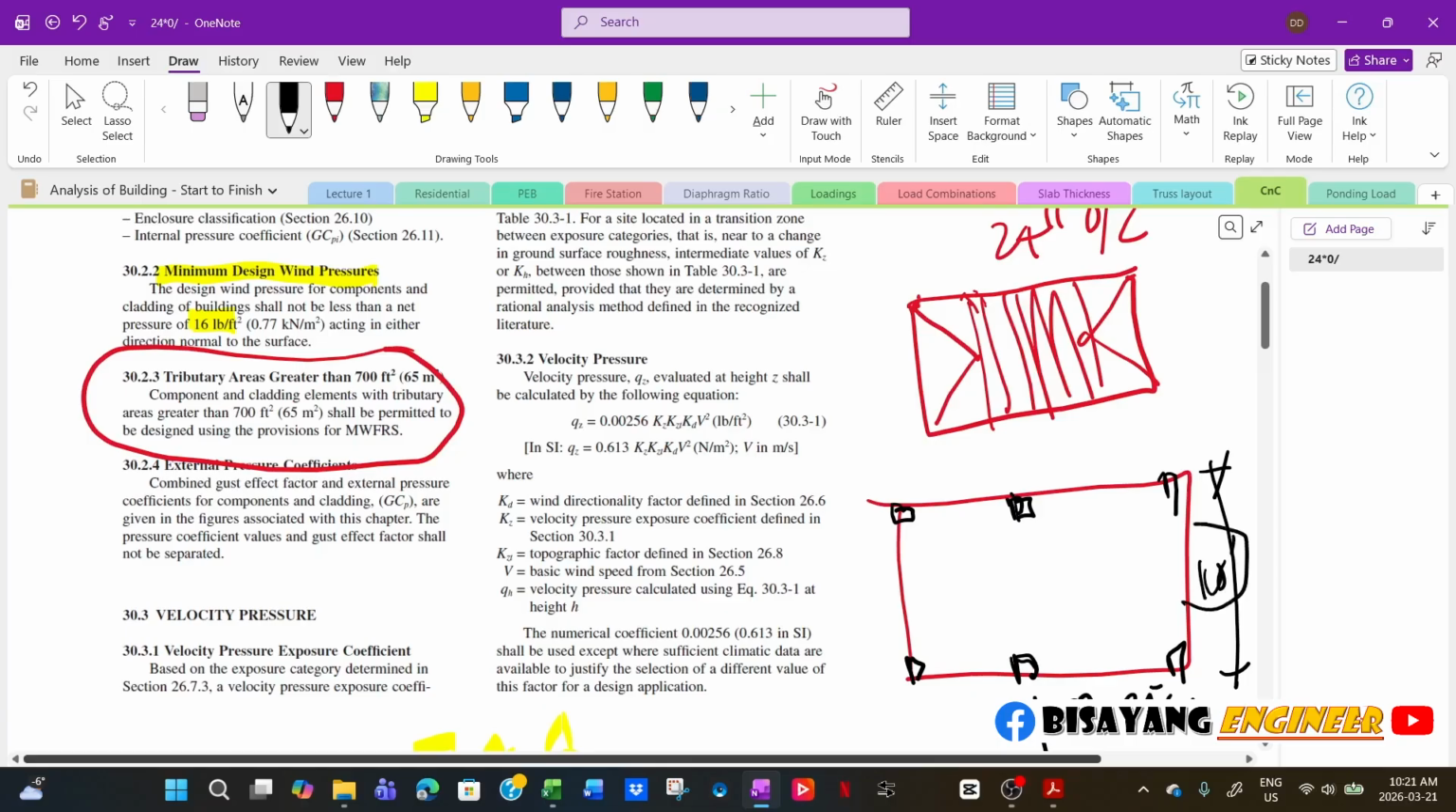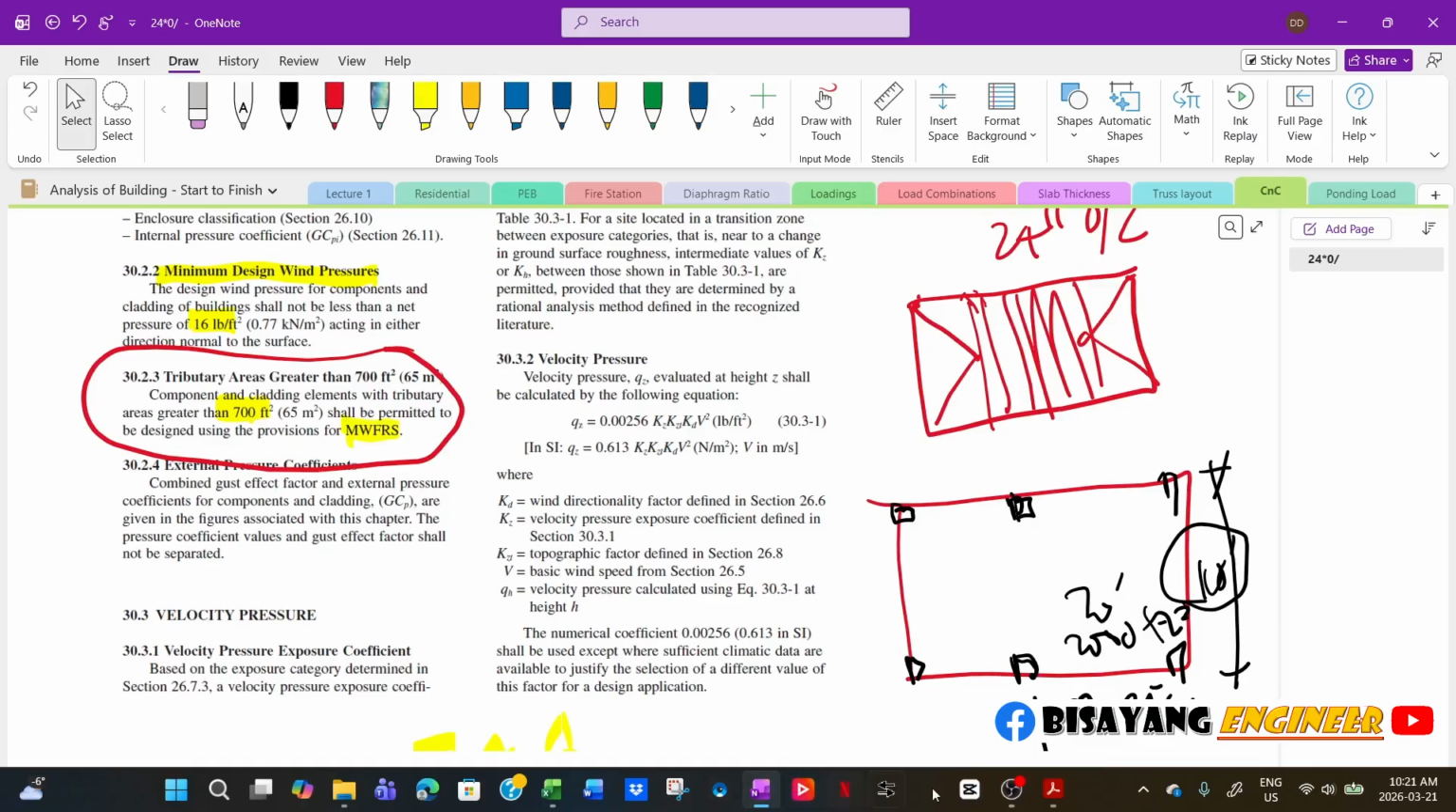Now, if you multiply 100 feet by a bay spacing of 20 feet, that's already 2,000 square feet, which exceeds the maximum for you to consider whether it's under main wind force resisting system or components and cladding. So that's why for pre-engineered building, it's always the main wind force resisting system.